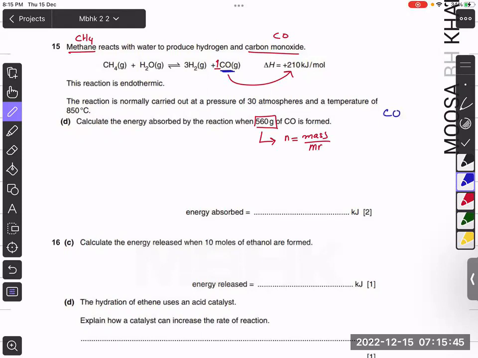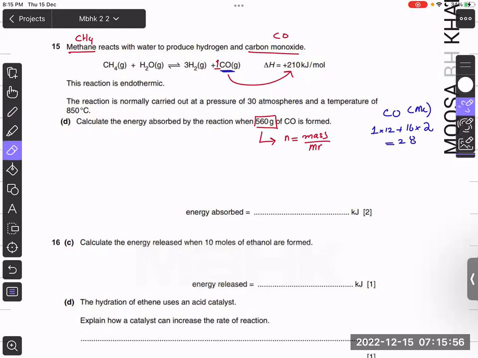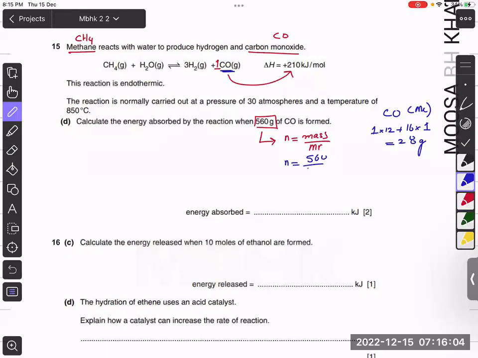How will we find the MR of carbon monoxide? In carbon monoxide, we have 1 carbon into 12. Oxygen is 16 into 1. We have 1 oxygen in the formula. So the MR is 28 grams. Number of moles is 560 over 28. How much is this coming to? 20 moles.